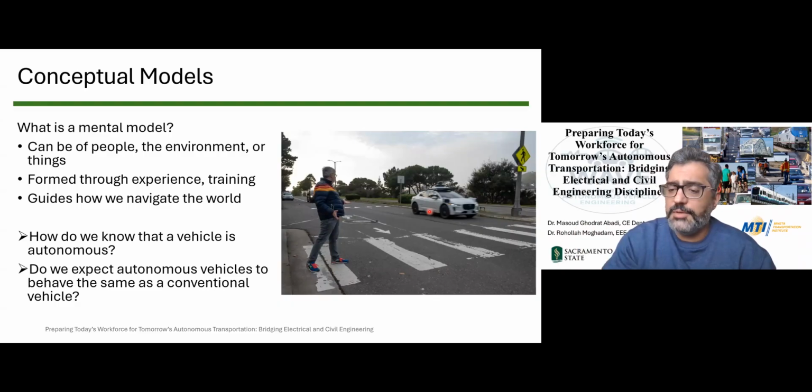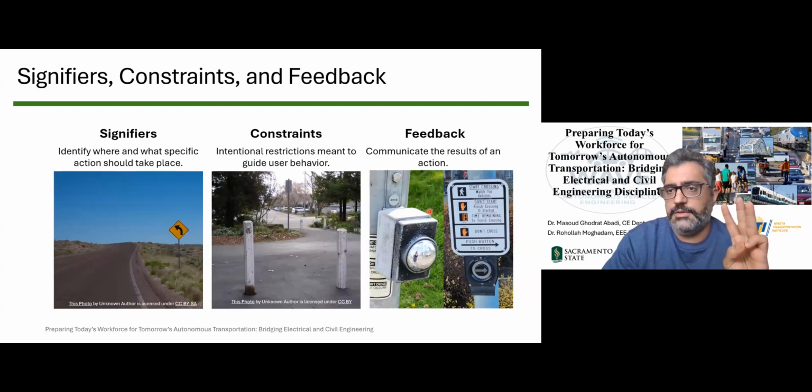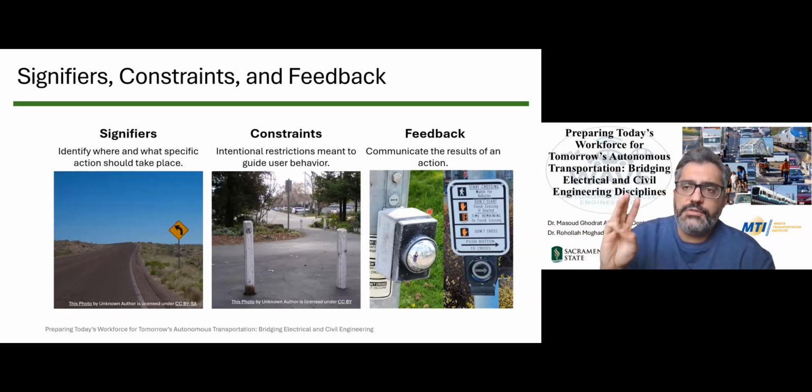And whenever we are thinking about these, there are three rules that we must follow. I want to finish this topic with these three rules. Of course, there is much more into human factors. This was only a brief introduction to give you ideas about human factor engineering. So what are these three rules? We call them signifiers, constraints, and feedback.